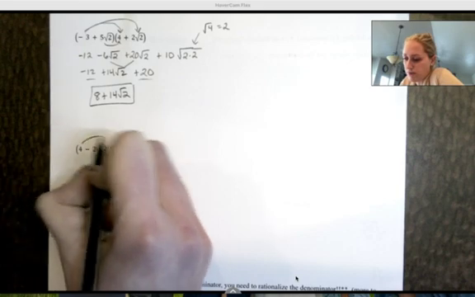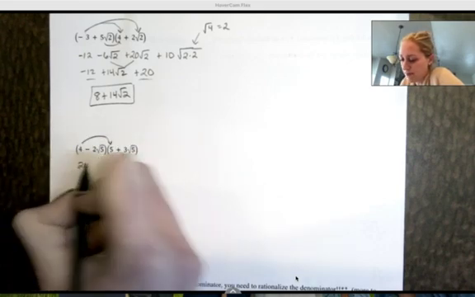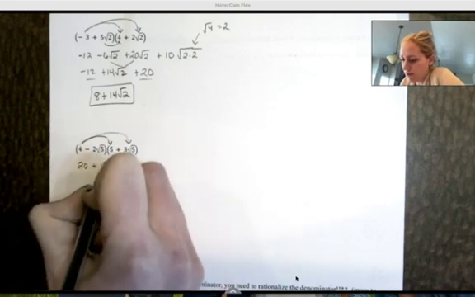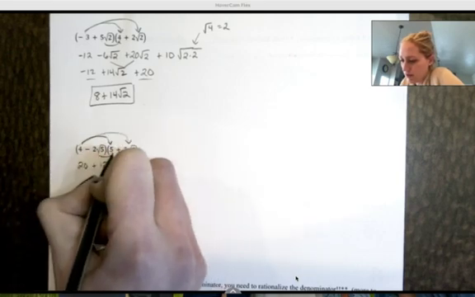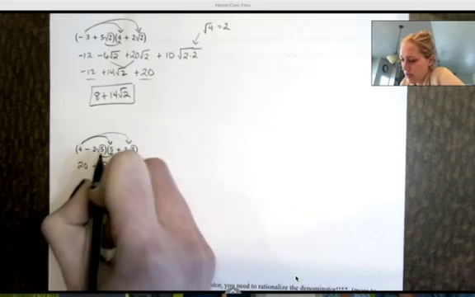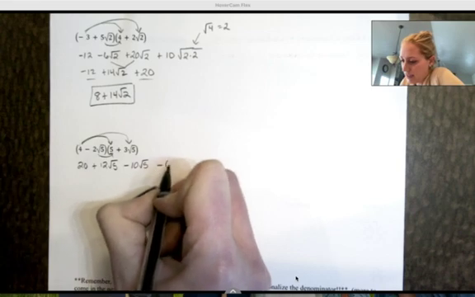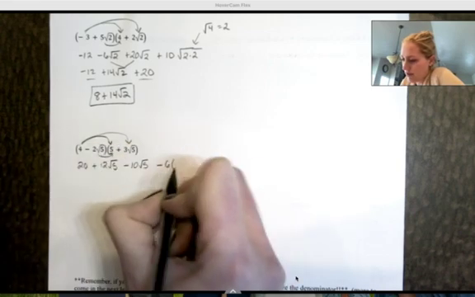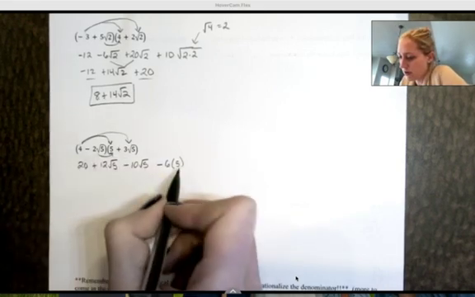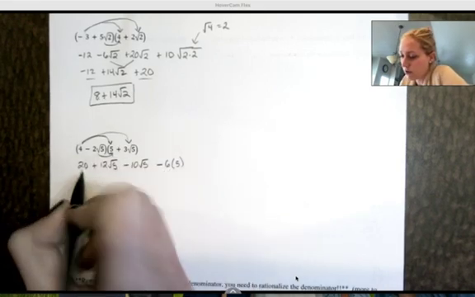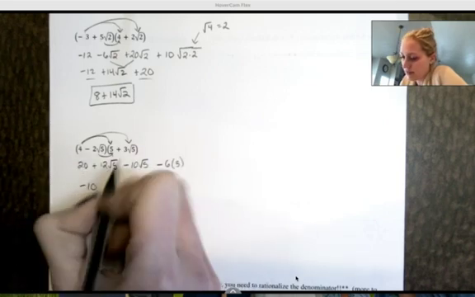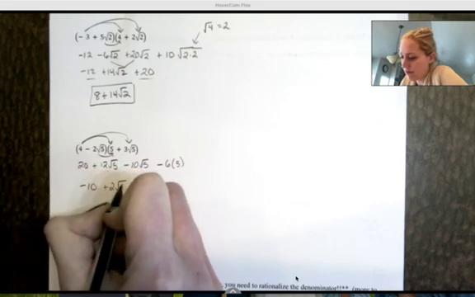Okay, let's try another one of those. So 4 times 5 is 20. 4 times 3 root 5 is going to be 12 root 5. Negative 2 root 5 times 5 is going to be negative 10 root 5. And then here, I'm going to get minus 6, and then root 5 times root 5 is 5. Okay? Combine some like terms. So here I'm going to get negative 30 and 20 is negative 10. 12 root 5 minus 10 root 5 is 2 root 5.